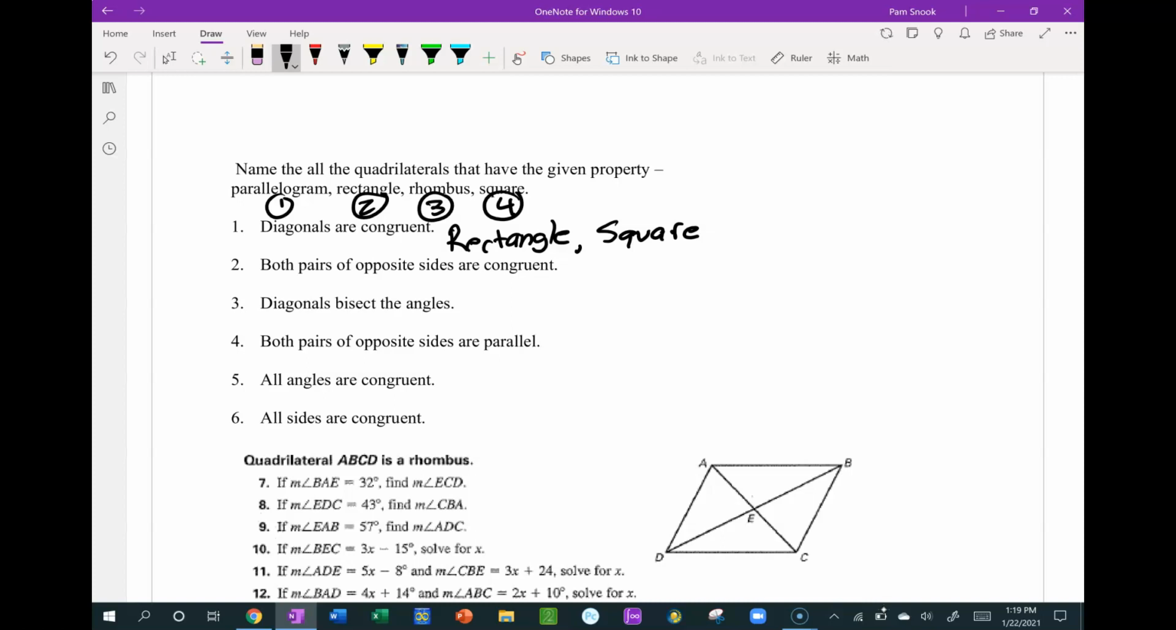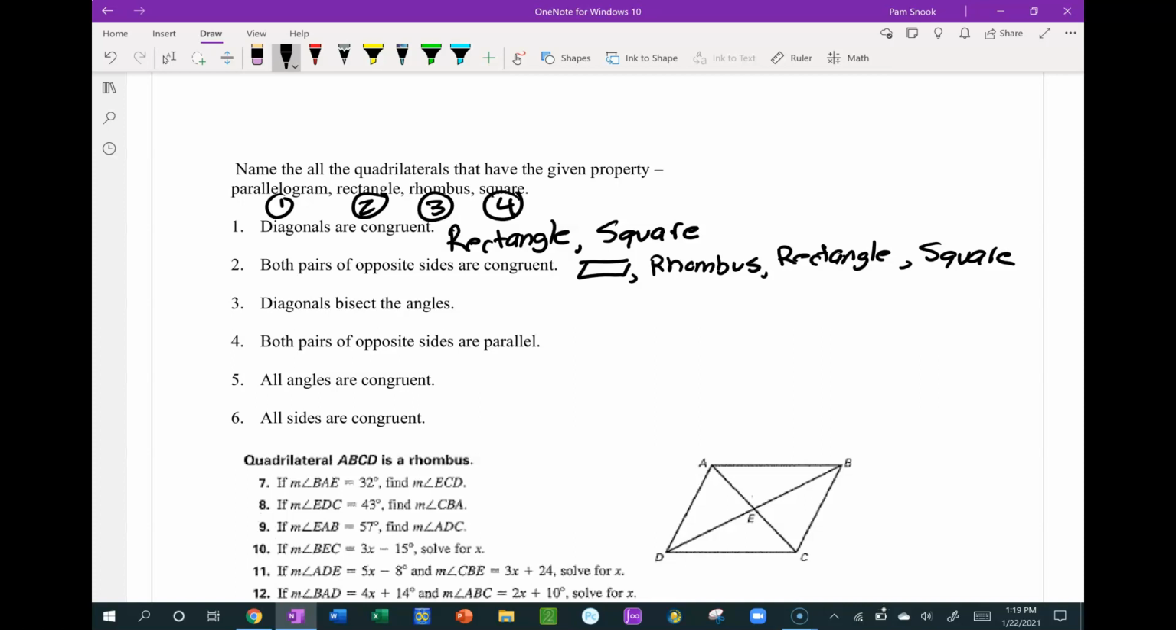Next one. Both pairs of opposite sides are congruent. Well, that comes from a parallelogram. So all of them. So I'm going to say parallelogram. Now a rhombus is a parallelogram. So that goes on the list. A rectangle is a parallelogram. So that goes on the list. And a square is a parallelogram. So I put all of them on the list.